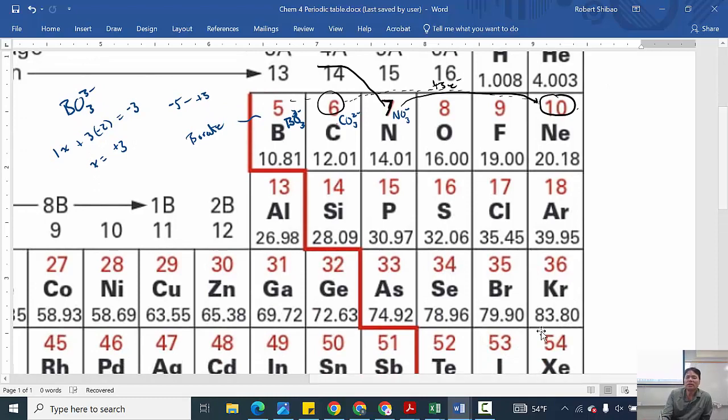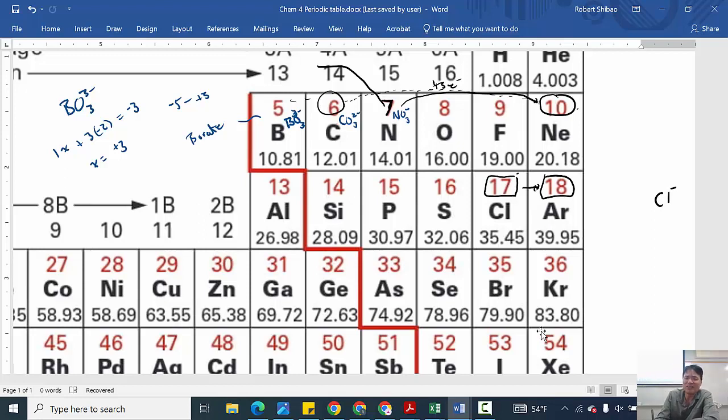What's the range of charges that you expect for chlorine? So we look, chlorine is element number 17, and then we look at the nearest noble gases. The nearest noble gas here is 18. To go from 17 to 18, how many more electrons do we want? Just 1 electron, and that means chlorine's charge will range from -1, which is chloride.